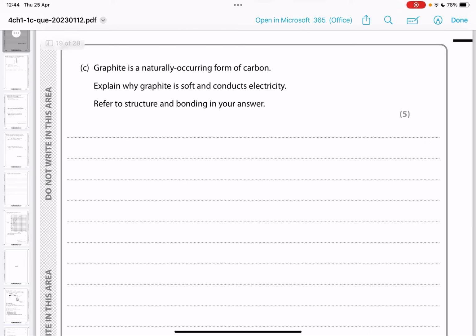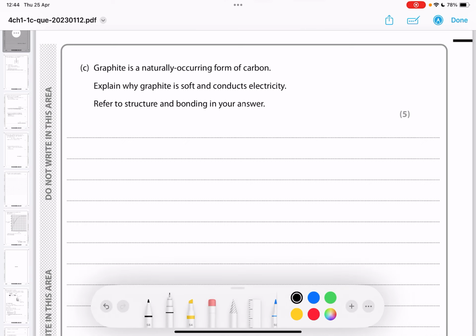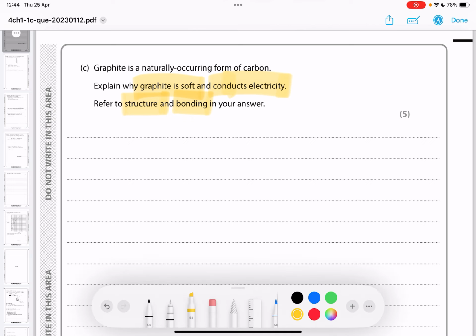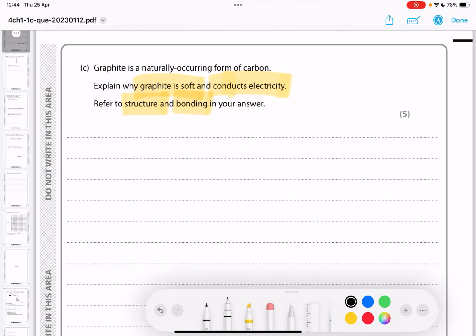Graphite is a naturally occurring form of carbon. Explain why graphite is soft and conducts electricity. Okay, so there's 2 parts to this question and it's 5 marks. Refer to structure and bonding in your answer. Okay, so let's do this step by step. Let's first talk about the structure of graphite. What is graphite?